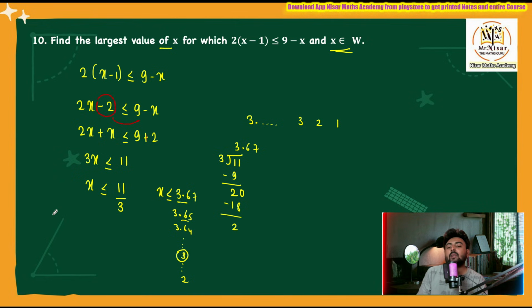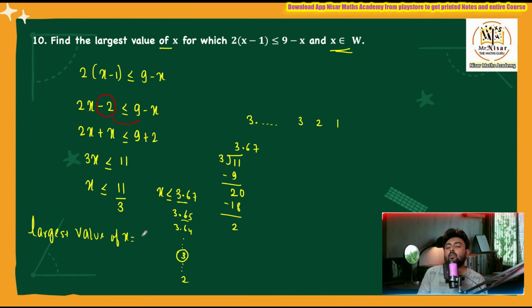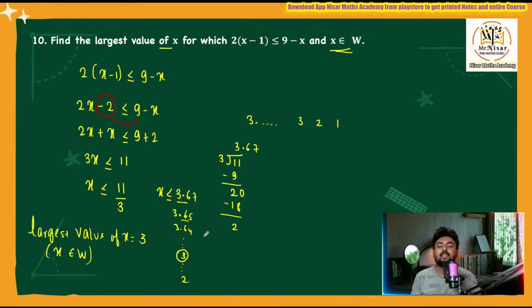So here you will write the final answer as the largest value of x is 3, because x belongs to whole number. I hope it is quite clear to you. It is 3.67, this is the number which we got, but your x is less than this. So if you go back, 3.66, 65, 64, then somewhere 3.1, 3.9, then it will be 3. So the first whole number will be 3. I hope it's quite clear to you.